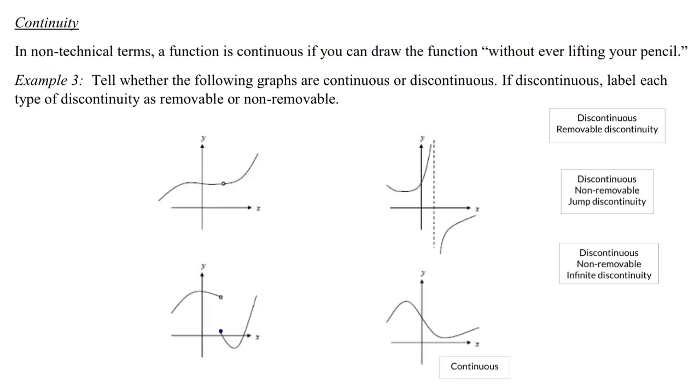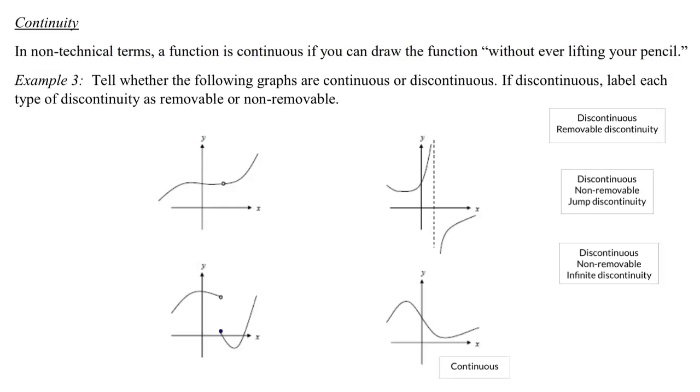Now that means that these other three graphs all have something wrong with them. Two of them are non-removable discontinuities, and one of them is a removable discontinuity. A removable discontinuity, I'm going to define that first. A removable discontinuity is a discontinuity that can be removed simply by inserting a point where one is missing.